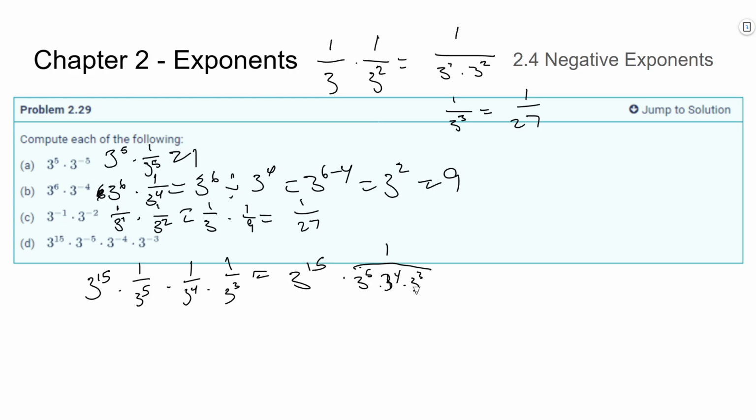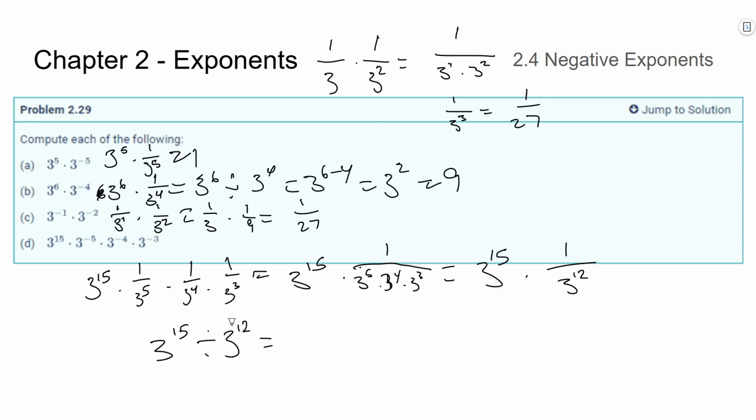Well, we can see multiplication with the same base. We would keep our 3 to the 15, can't forget about that, times 1 over, let's see, 5 plus 4 is 9, plus 3 is 12, so we have 3 to the 12. All right, so now we could convert this to division. This is multiplying by a reciprocal, so we can convert this down here. Let's do 3 to the 15 divided by 3 to the 12th.